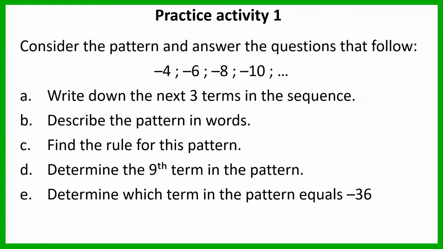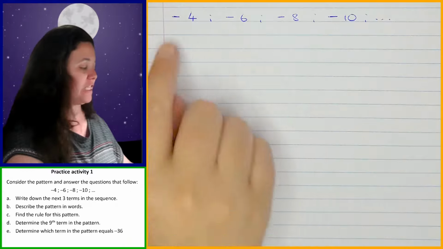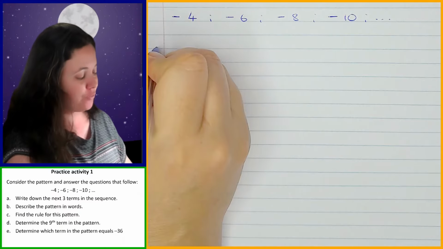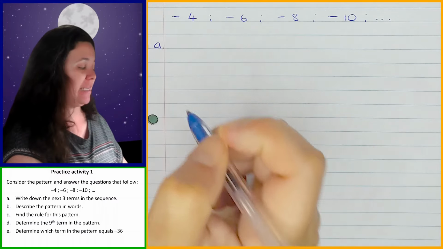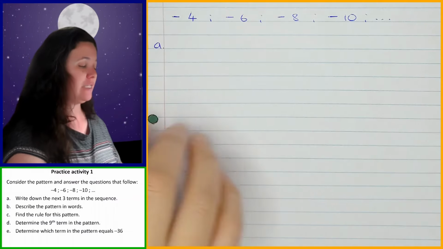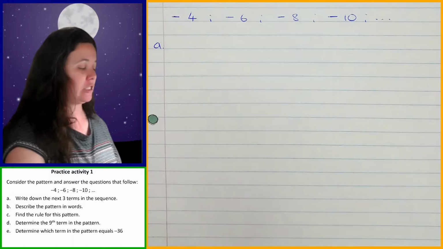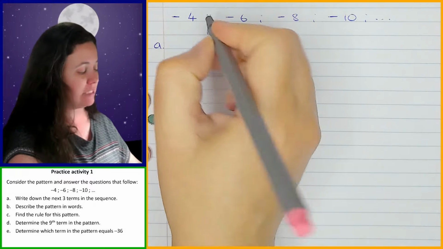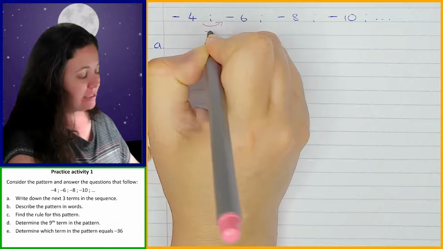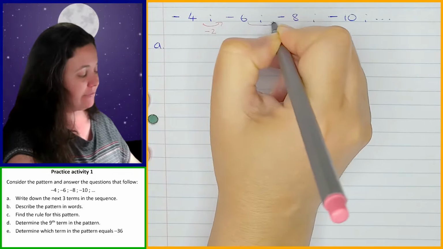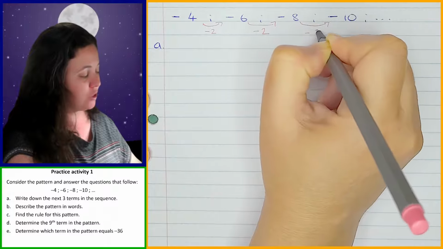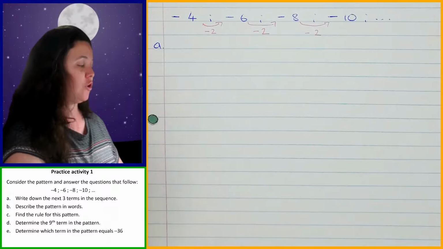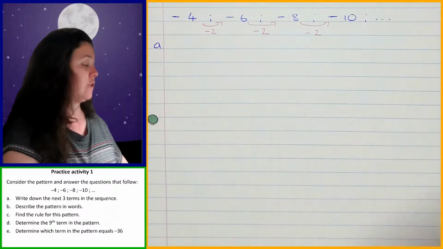Okay, so let's go through that question and see what you should have got. Here I've got my pattern. The first question, we have to work out what the next 3 terms are going to be in this pattern. First I need to see what is happening in the pattern. I'm going from -4 to -6. That is decreasing by 2. -6 to -8 again is decreasing by 2. -8 to -10 is also decreasing by 2. So I need to continue doing that for the next 3 terms.